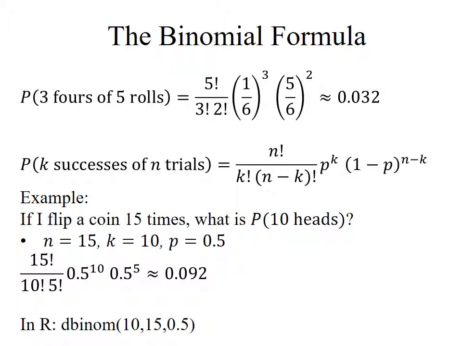R can do all of that. The wonderful, magical, amazing command that exists within R is dbinom. With that, I just put in 10, 15. So I put in k first, the number of successes, there's 10, then 15, which is my n, then the probability of each success, 0.5. I stick that into R, and immediately it spits out the number 0.092.